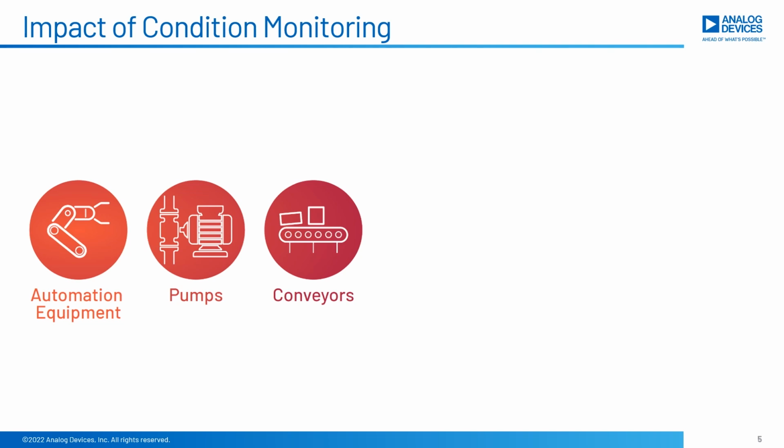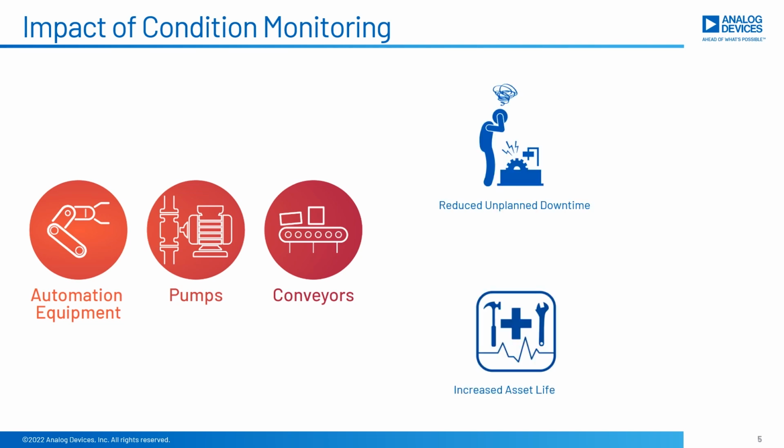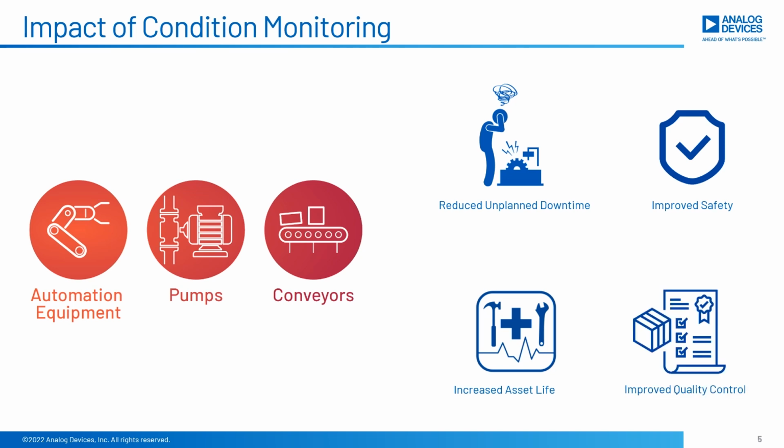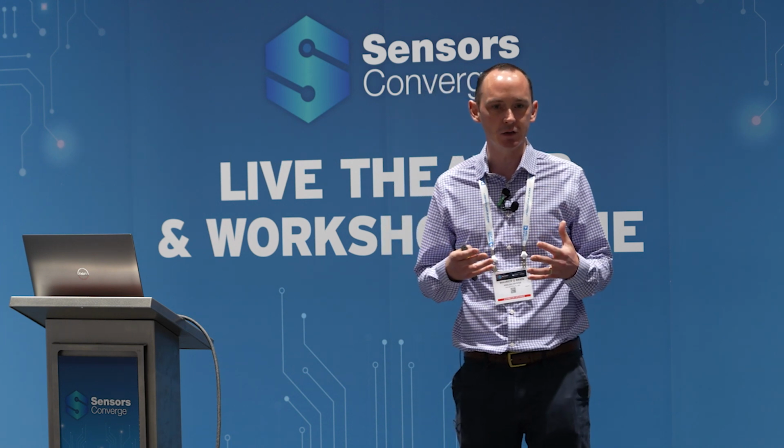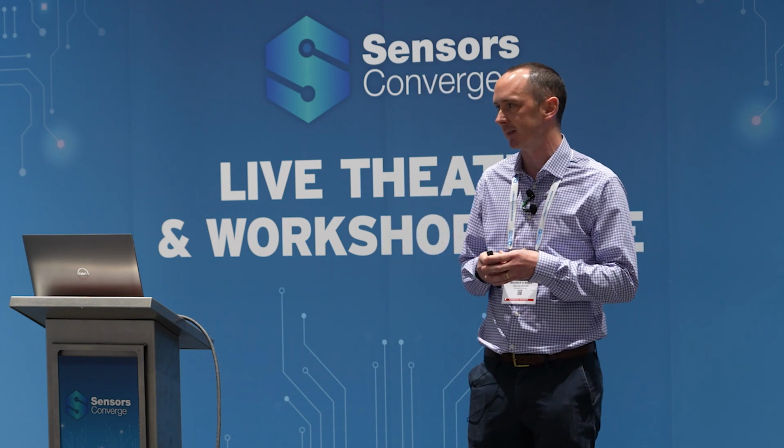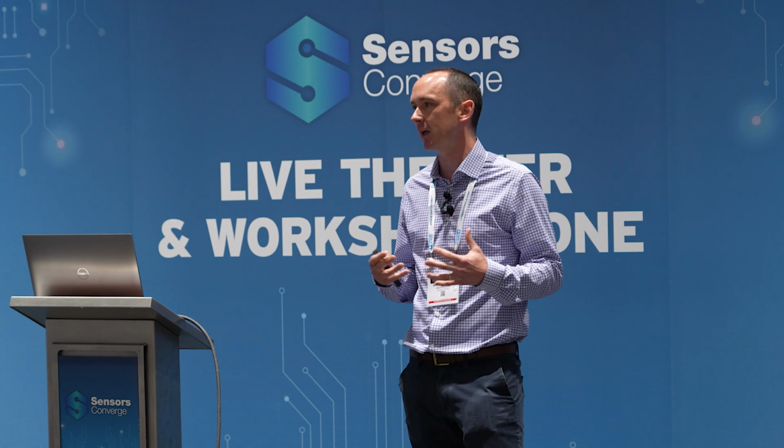So condition-based monitoring is deployed on all types of automation equipment, pumps, conveyors, with a view to reducing unplanned downtime, also increasing asset lifetime. By using condition monitoring, we extend the usable life of an asset, thereby we reduce the consumption of raw materials and energy used to build replacement assets. So we're actually delivering more sustainable manufacturing.